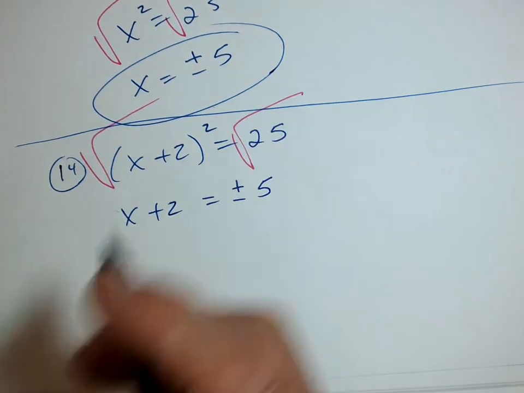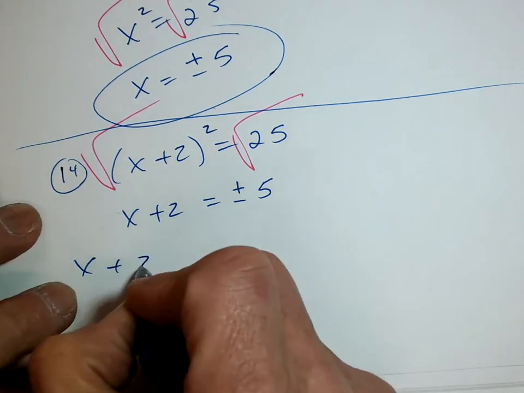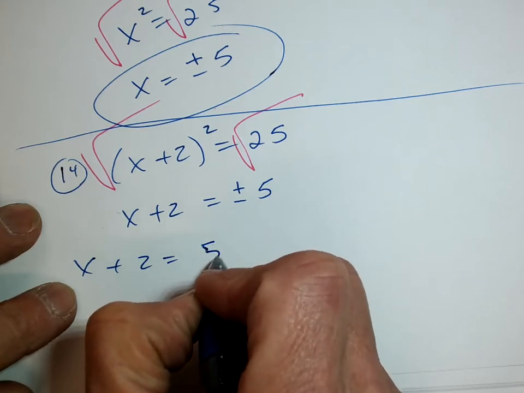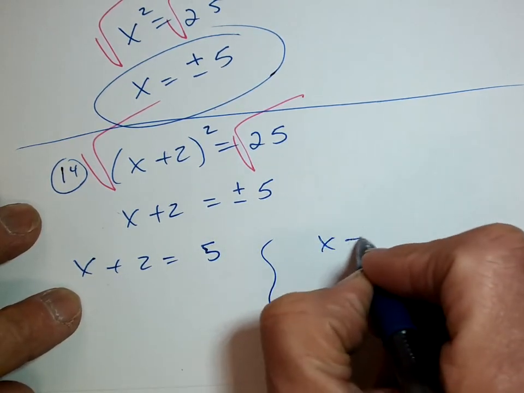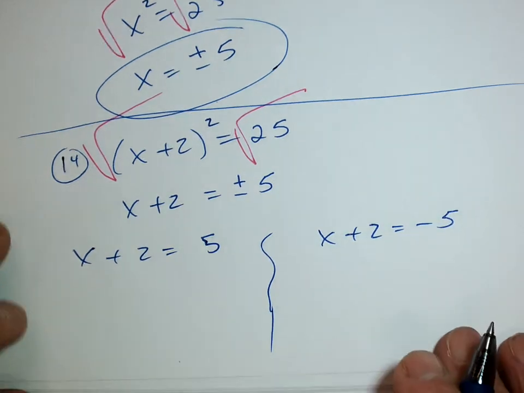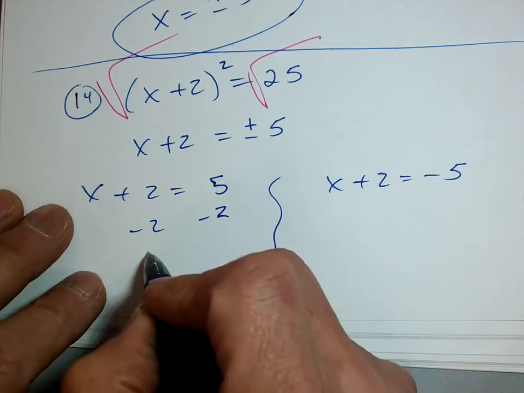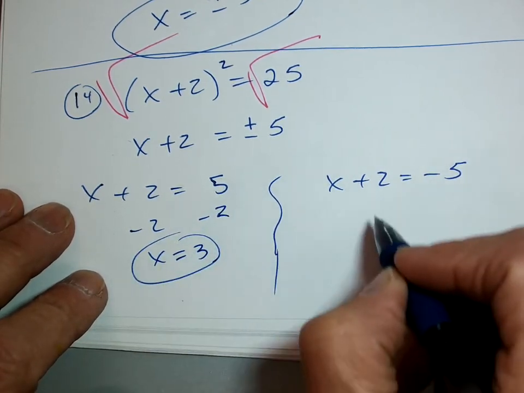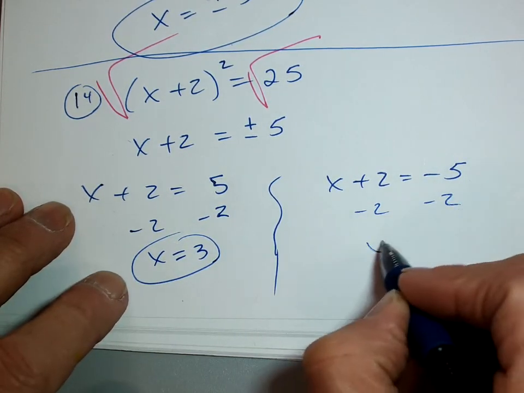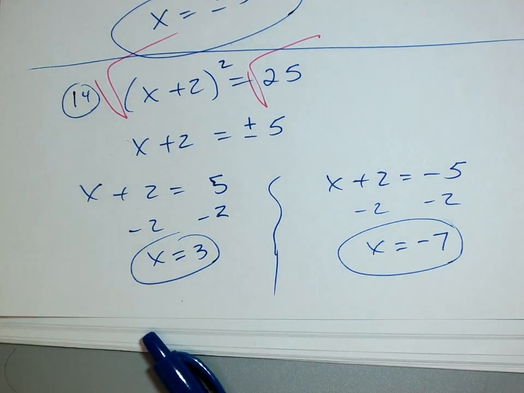So here's the deal: 2 answers, 2 equations. To get 2 answers, we need 2 equations. The first equation is simply x plus 2 equals 5, and the other is x plus 2 equals negative 5. That's easy. Minus 2, x equals 3. Minus 2, x equals negative 7. Okay, that is it.